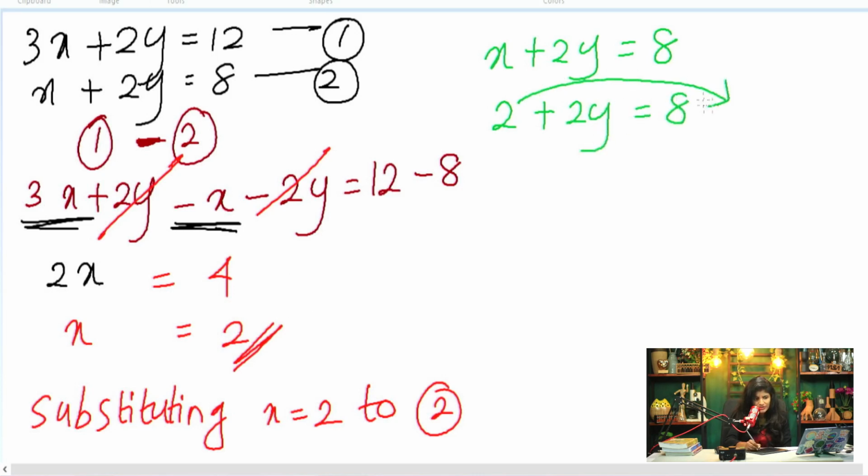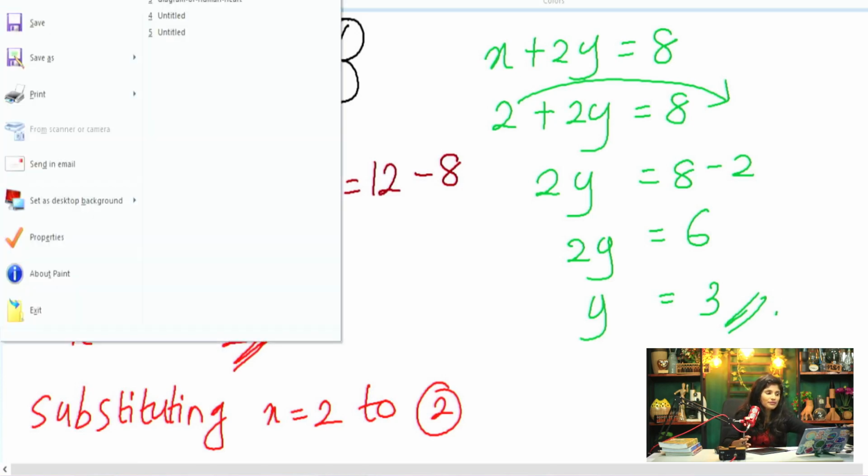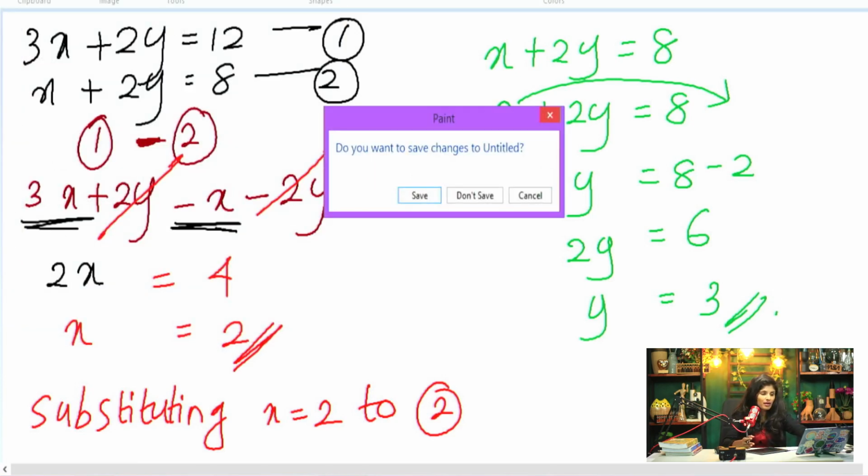Now I am going to take the 2 to the other side. 2y is equal to 8 minus 2. 8 minus 2 means that is 6. No? 2y equals 6. So y equals 3. So we found the answer for x and y. x is equal to 2 and y is equal to 3. That's it. And we'll move to question number 4.